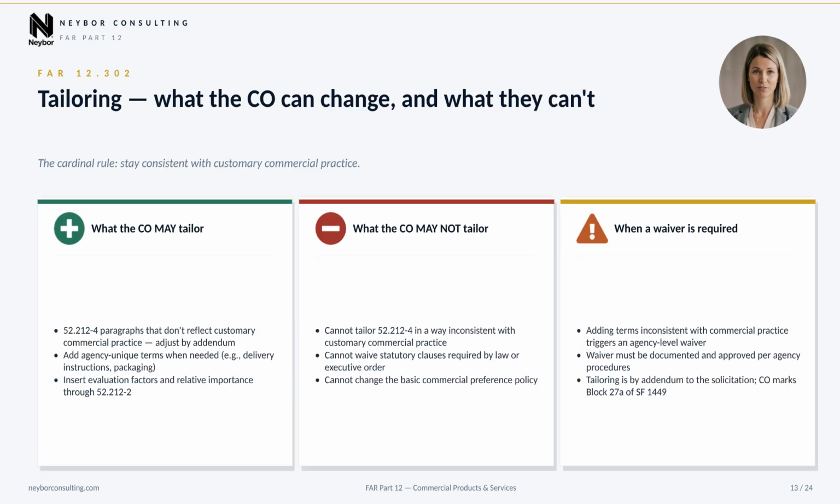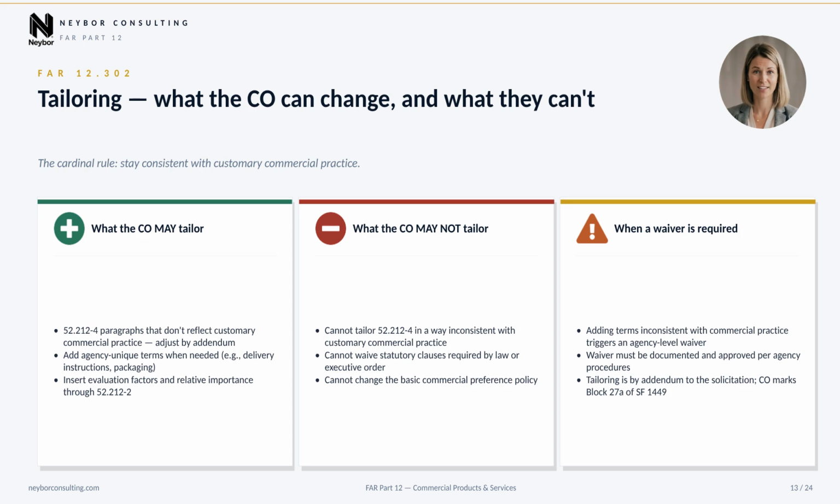Tailoring under 12.302 is one of the most misunderstood rules in Part 12. 3 columns: what the contracting officer may tailor, what they may not, and when a waiver is required. On the left in green, what the CO may tailor, they can change paragraphs of 52.212-4 that do not reflect customary commercial practice for the specific item. They can add agency-unique terms like delivery instructions or packaging, and they can insert evaluation factors through 52.212-2.